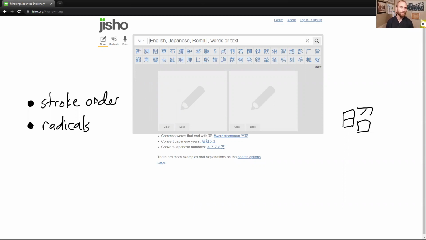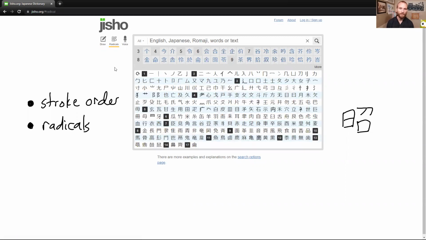Okay, but let's say stroke order is not your thing. You're still not quite getting it down yet, or you've tried stroke order and this is what you got. It's not giving you the results you hoped for. All right, we're going to go to radicals then. Here are all the bits and pieces, the little Lego blocks, as I like to think of them, that could make up any given kanji.